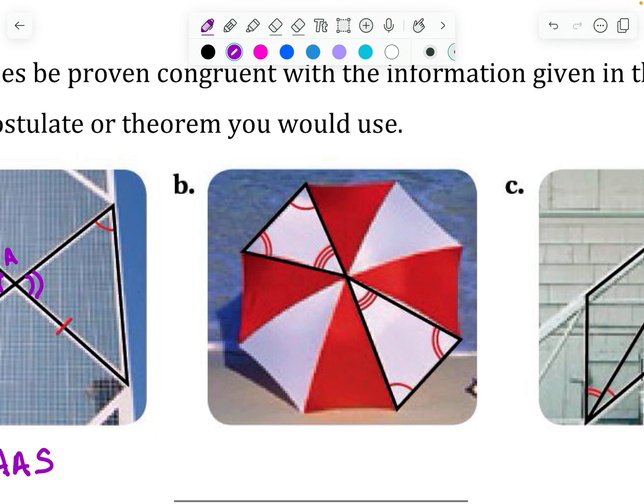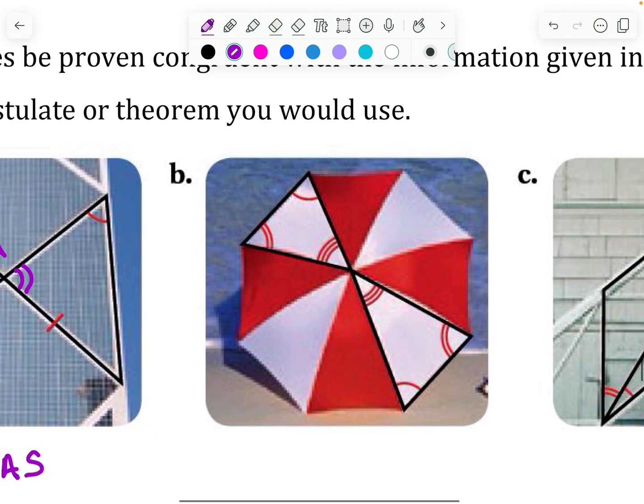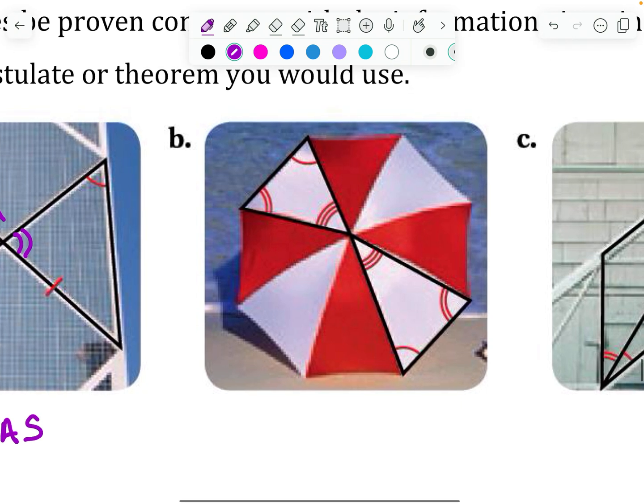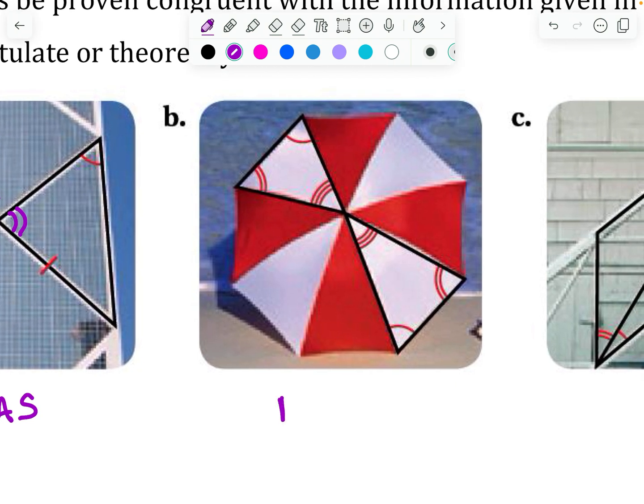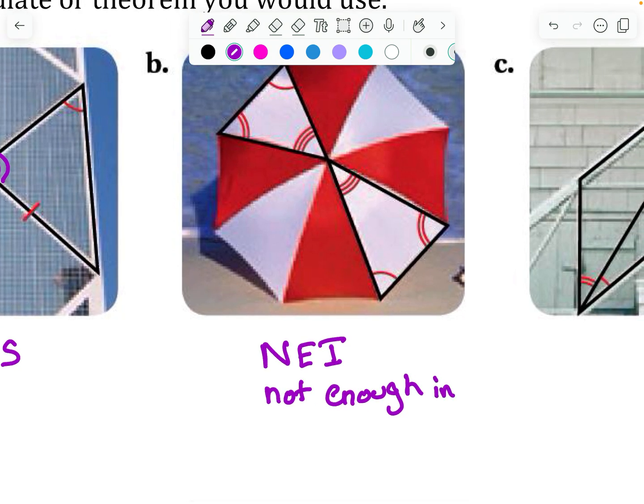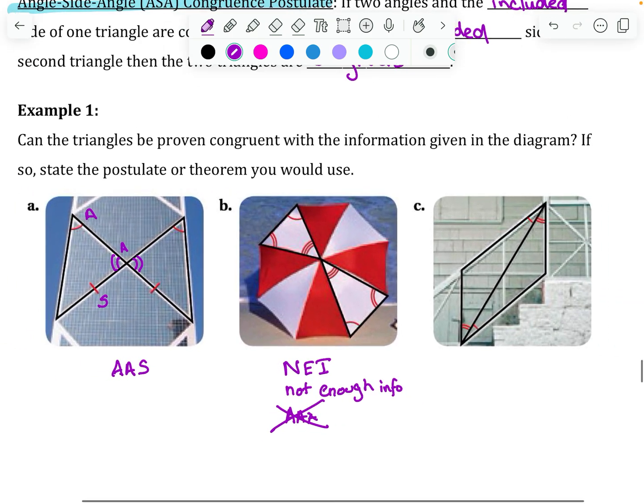All right, next one, we have three angles. So this would be angle, angle, angle. Angle, angle, angle is not enough information to prove congruency. So we'll just put NEI, which is not enough information. Angle, angle, angle is not one of our methods for proving congruence.